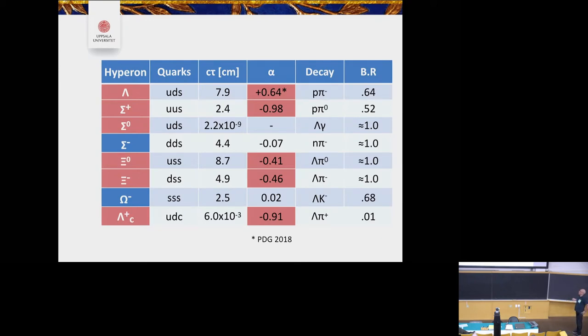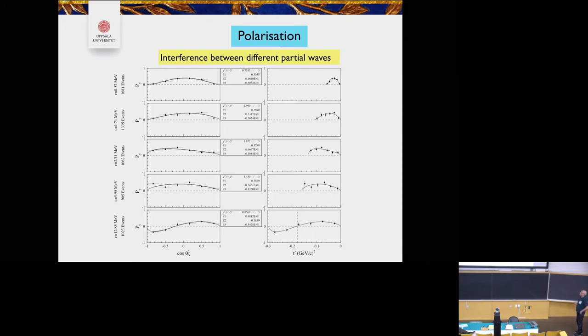Also, for a multiple strange system, you have a lambda in the subsequent decays. So these are values given in the PDG 2018. The polarization itself comes from interference between different partial waves in the final state. So here are examples for threshold measurements of polarizations.